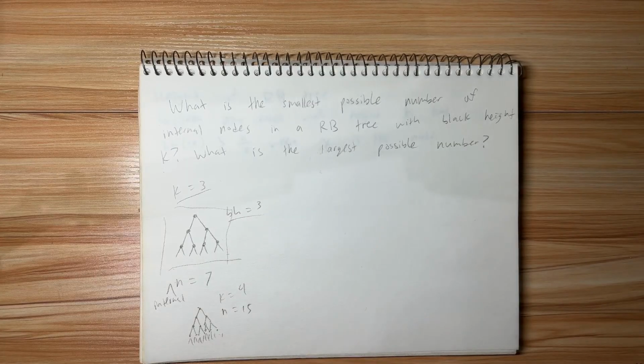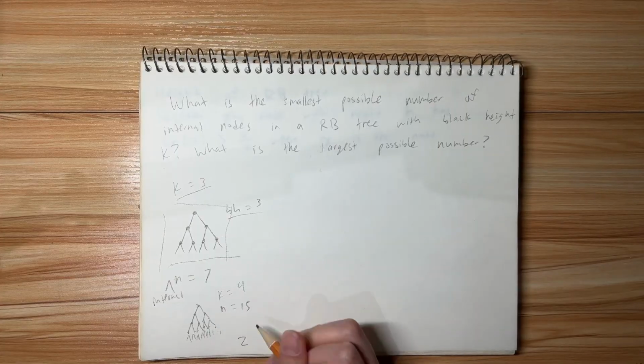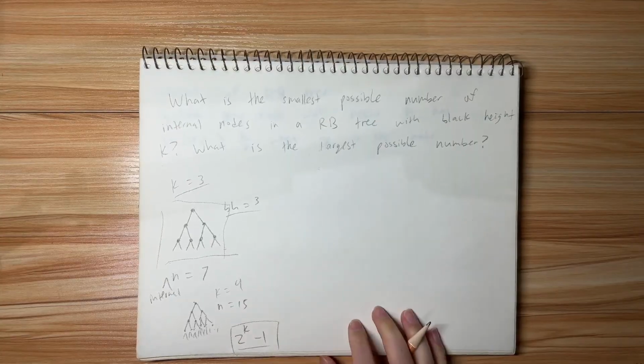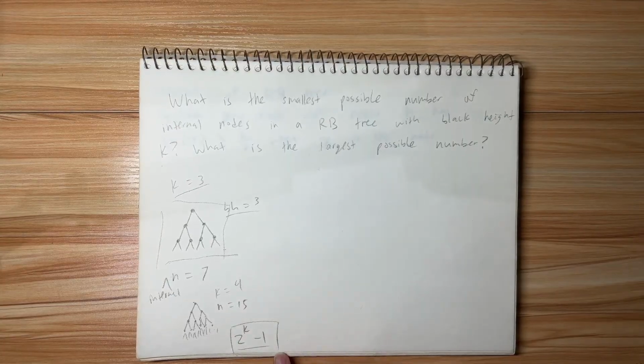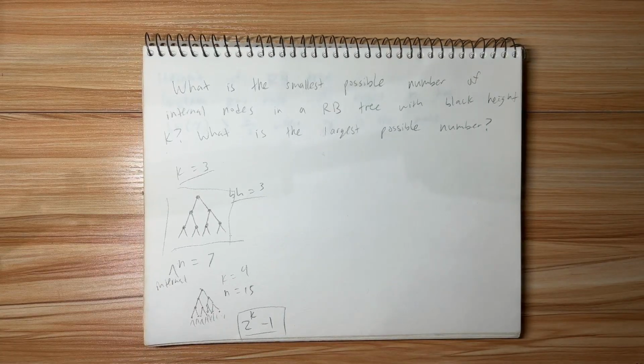So if we continue doing this, we'll see that the pattern is 2^k minus 1. So this is the smallest number of internal nodes given a black height of k. What about the largest? Well, for the smallest, we only have black nodes. But for the largest, we are allowed to incorporate red nodes into this tree, right?